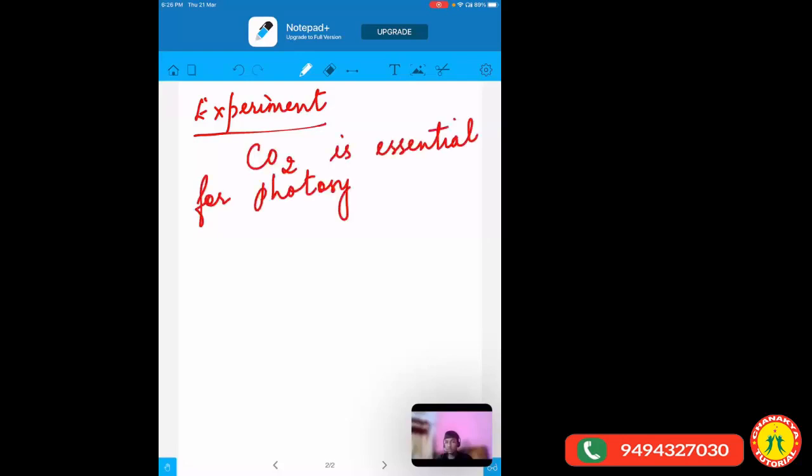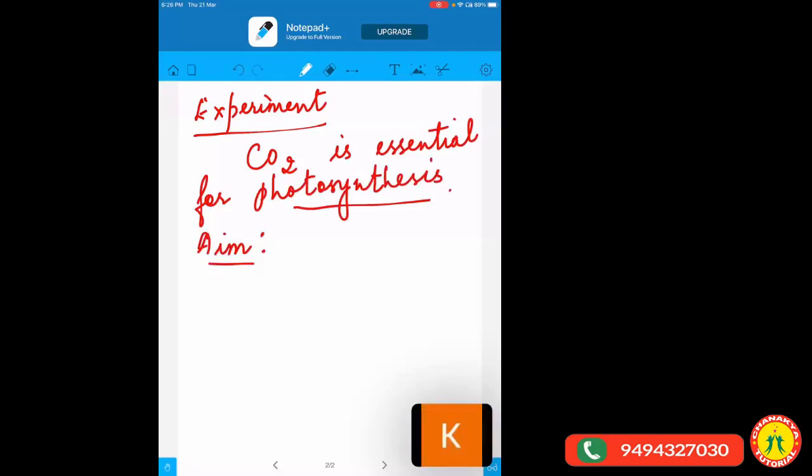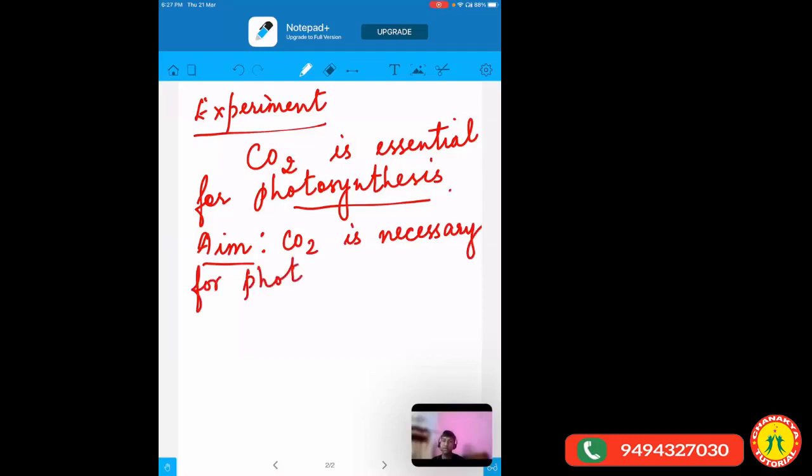If this comes for complete writing, how will you write it? You will write with the aim. In grades 6, 7, 8, 9, you might have made files also, the bio file, chemistry file, physics file. So you should always start by writing the aim. Aim means the topic of what you're going to prove. So in the aim, you should write that carbon dioxide is necessary for photosynthesis.